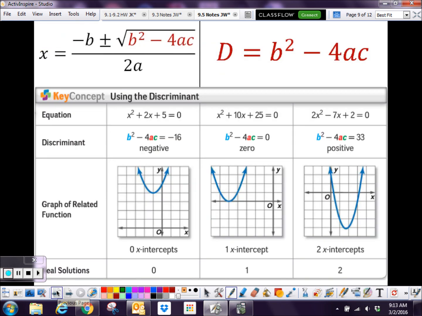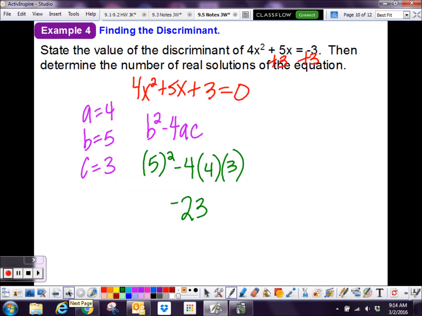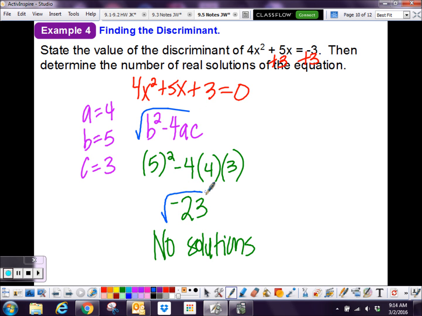If you go back to our little chart here, if it is negative, that tells us we have no intercepts. So we would have no solutions. And here's a trick as to why this is. If you think about this discriminant, in the quadratic formula, it's under a square root. You cannot take the square root of a negative number. So when you get this discriminant as negative, the square root cannot be taken, therefore there's no solution. If you were to graph this, it would look something like this, that doesn't cross the x-axis.